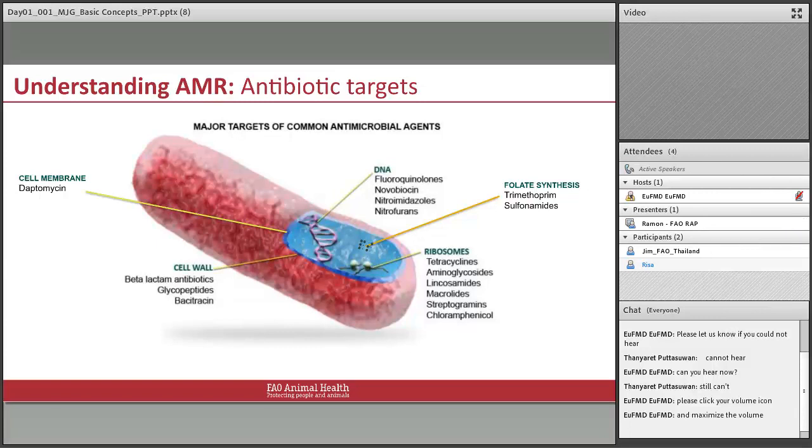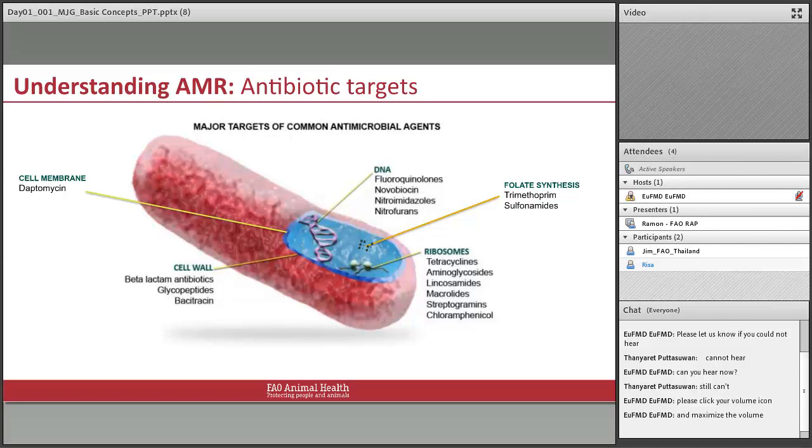This is a small component of the ribosome. Whereas the macrolides, erythromycin, your other macrolides, there are also streptogramins and chloramphenicol, they attack the 50S, the bigger one. So the protein is not synthesized, and of course, the bacteria will die or arrest growth.